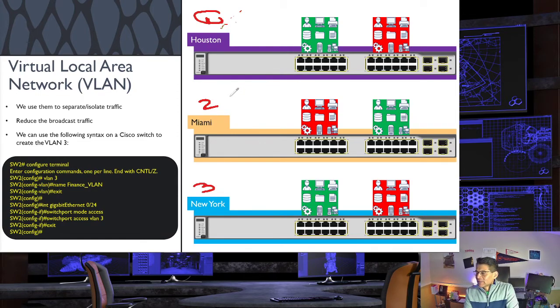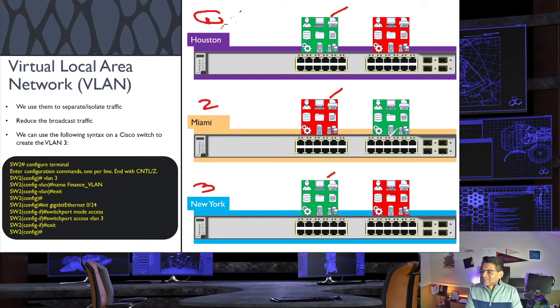We have 3 different locations across the US that have offices of our company, the enterprise that we are working for. So we have employees in Houston, we have employees in Miami, and we have employees in New York City. The users or employees and devices are depicted in these boxes right here. So you have users and devices here in this box, users and devices here in this box, users and devices here in this box.